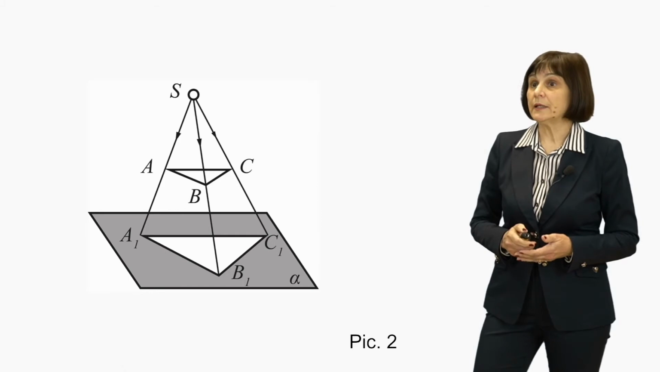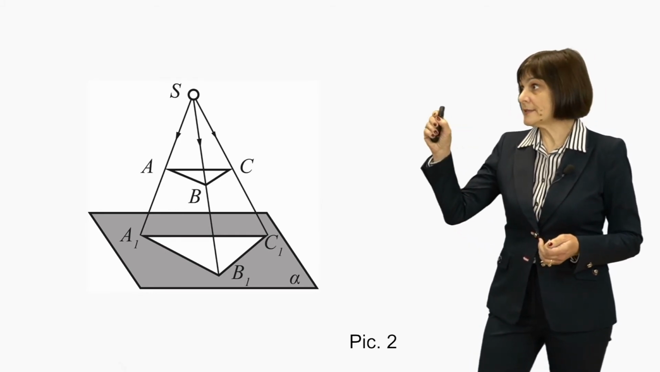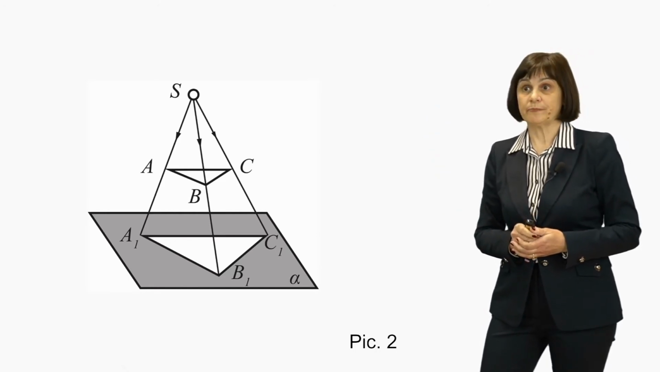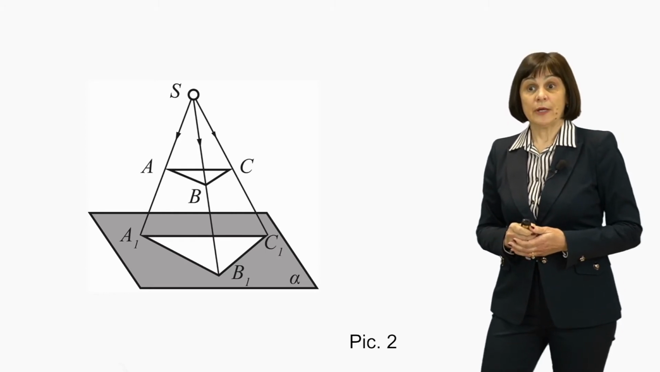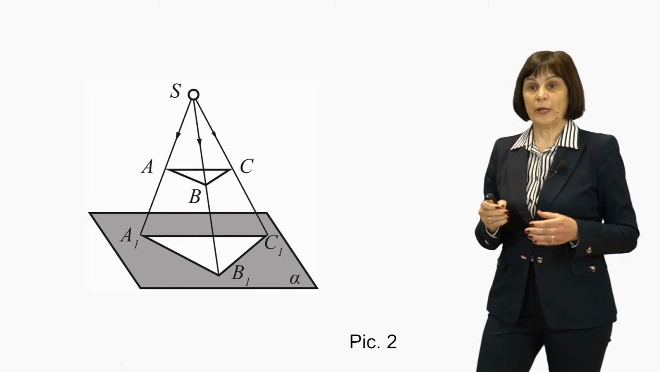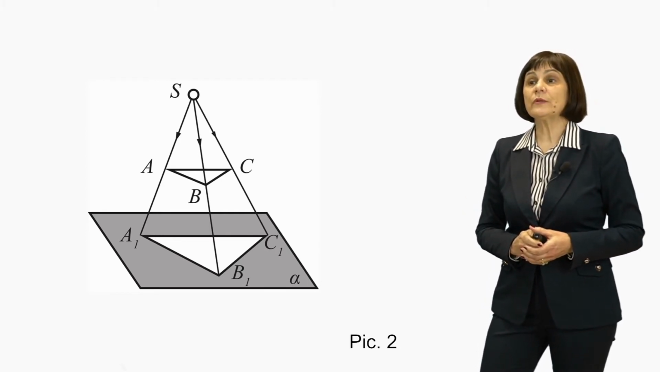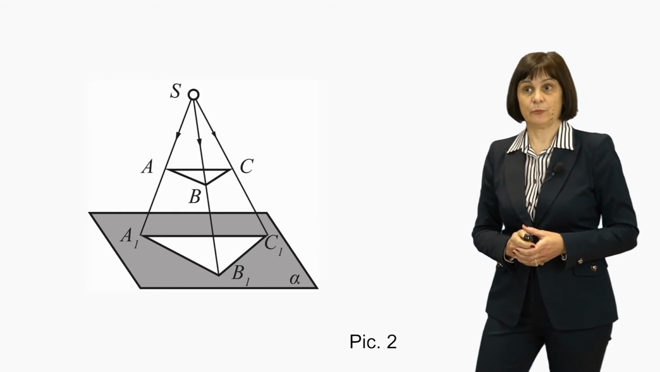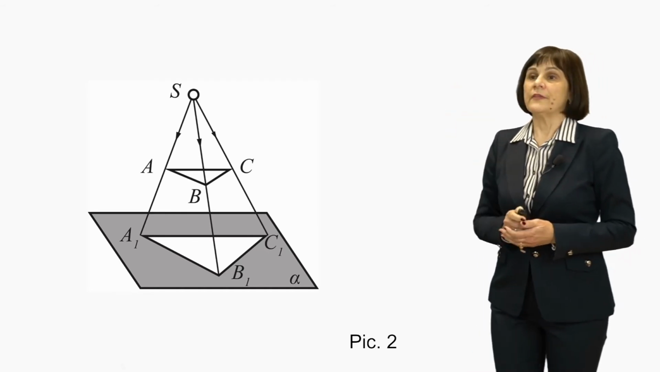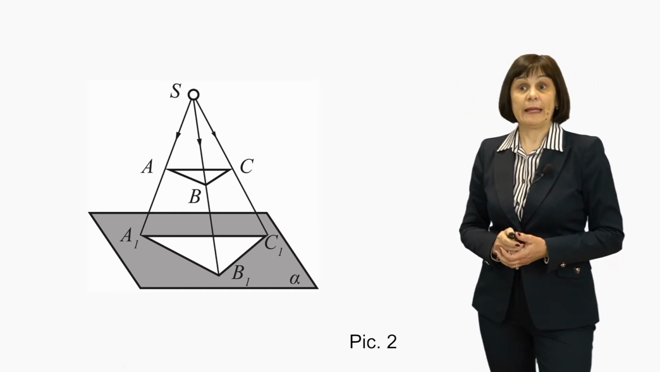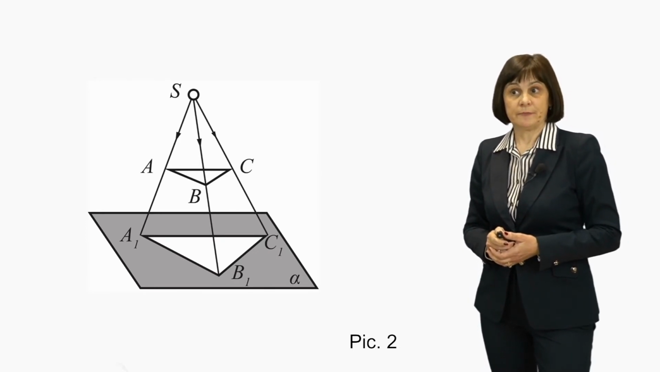Let some plane be given in space. You can see this example on our drawing. Let's denote it by the small letter alpha. We have a plane denoted with the small letter alpha. Let's call this plane the projection plane. We have a point S that does not lie in this plane. Let's call this point the projection center.